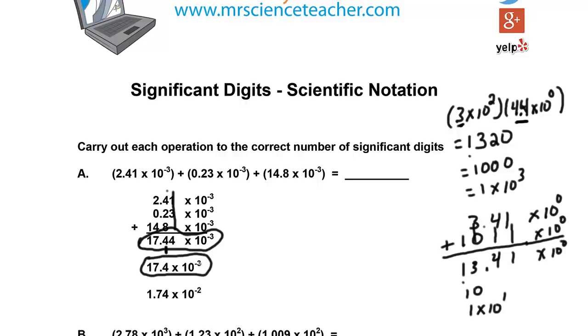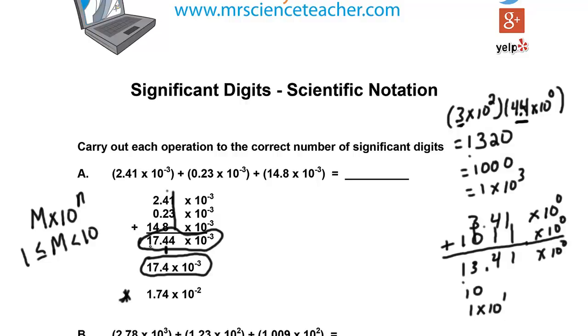Now that looks good, but it's not written in correct scientific notation. If you remember from the earlier video, scientific notation is m times 10 to the n, where m is a number that's greater than or equal to 1, and it has to be less than 10. 17 is greater than 10, so we have to bring this decimal point over. When we bring it backwards to the left, that's going to give us a 10 to the negative 2. So 1.74 times 10 to the negative 2. So this is my correct answer.